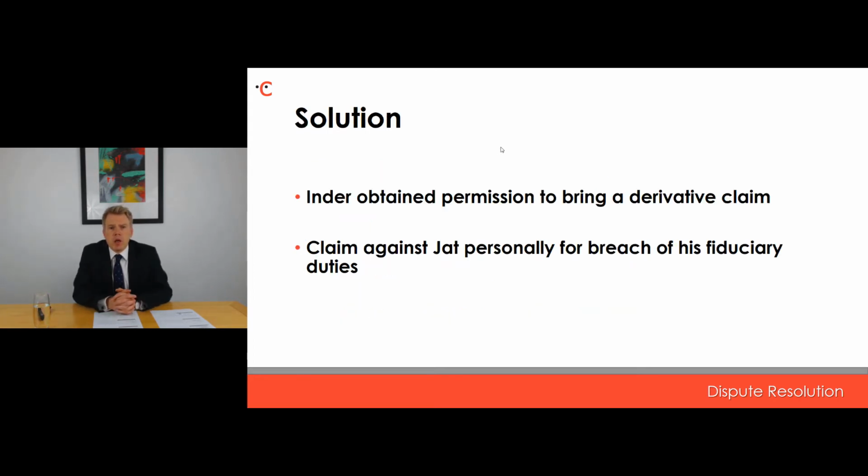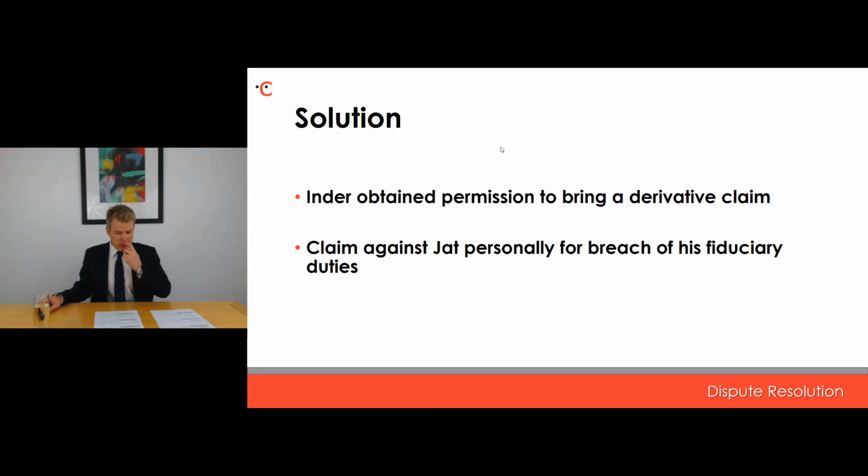Well, two things he did. Firstly, he got the permission of the court to bring what's called a derivative claim. This is where, in exactly this situation, there's a deadlock. The party wanting to bring the claim doesn't have sufficient control over the company's board. The shareholders can get permission of the court to effectively bring a claim via the company, even though it's not supported by the majority of the directors. So the court okayed that, and because there was no point suing Torex, he claimed against Jat in his personal capacity for breaching his fiduciary duties.